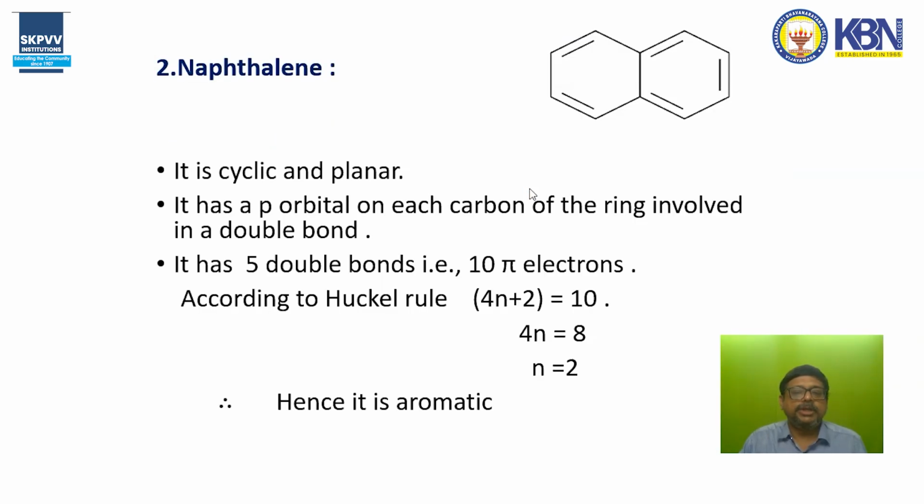The second example is naphthalene. Here two benzene rings are fused. It is also cyclic and planar. It contains a p orbital on each carbon of the ring involved in a double bond. In the naphthalene structure, there are 5 double bonds. 5 double bonds means each double bond contains 2 electrons, total 10 pi electrons. According to Huckel rule, 4n plus 2 is equal to 10. So 4n is equal to 8. Therefore, n is equal to 2. So this is also an aromatic compound.